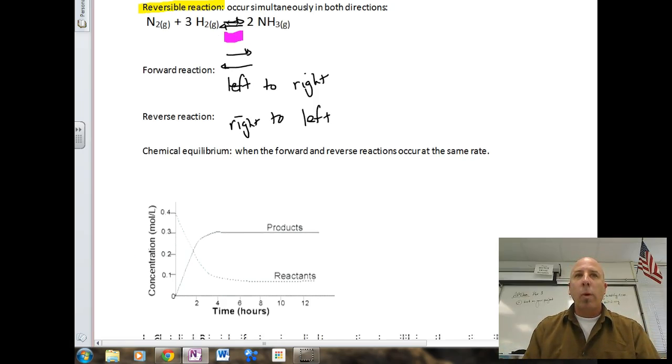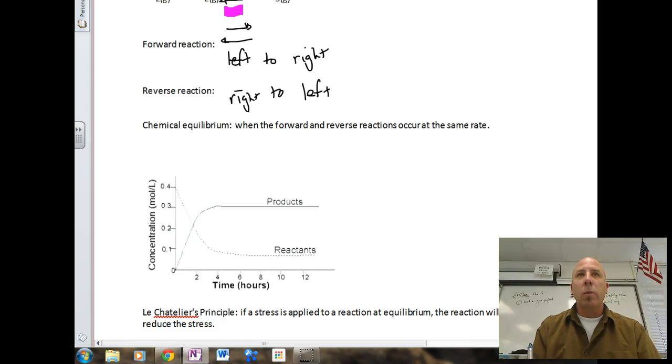Now, when these two reactions, the forward reaction and the reverse reaction, occur at the same rate, meaning how fast they're occurring, we say that we have what's called chemical equilibrium. A real important part of this is that we have the forward and the reverse reactions, and it doesn't mean that they have the same amounts. It just means that they're occurring at the same rate.